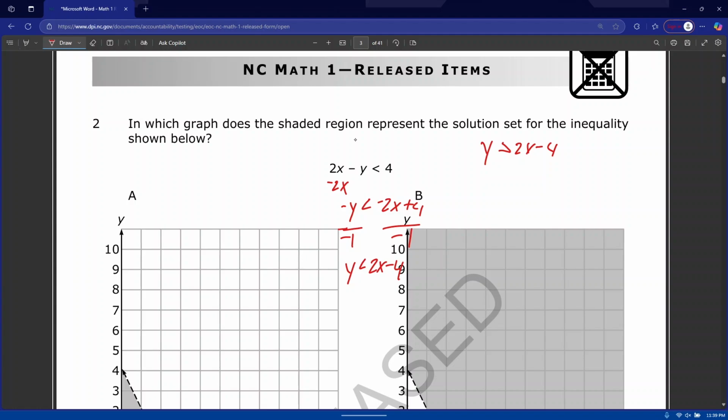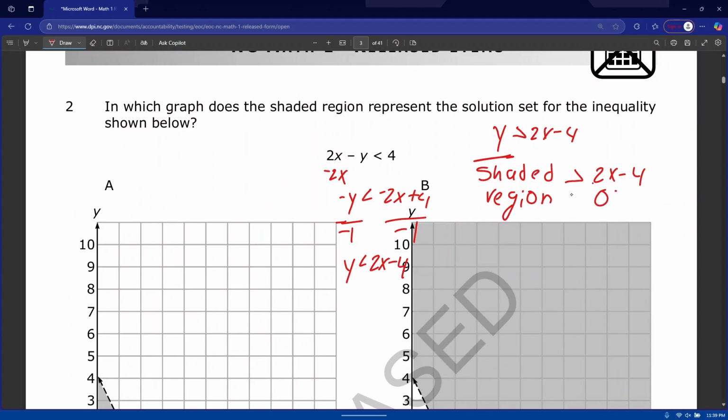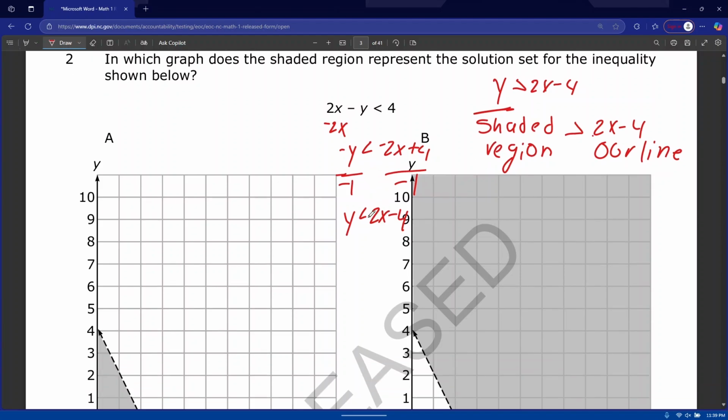Okay, so this variable right here represents the shaded region. The shaded region is greater than 2x minus 4. And this 2x minus 4 is our line. Okay, so this means that the shaded region must be above our line. And let's see that.